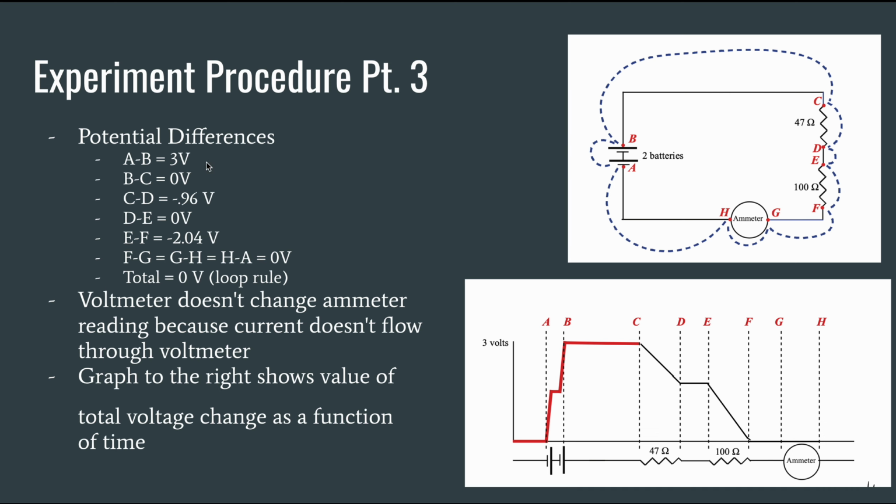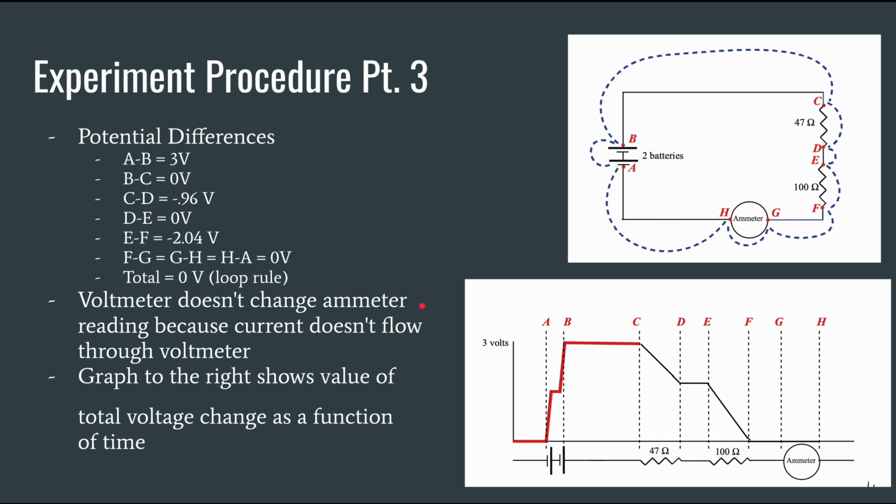So from A to B here, we have 3 volts, that's the batteries. B to C is just a wire, so it's 0. C to D is the first resistor, negative 0.96 volts. D to E is 0, it's just a wire. E to F is negative 2.04 volts, that's the second resistor, and then the rest is 0. So if you see here, the total is 0, which is the loop rule.